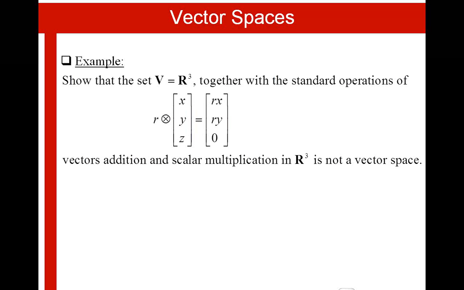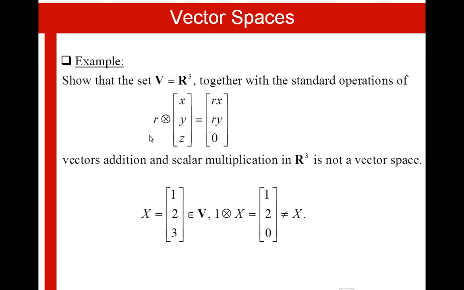Another example: show that the set V equal to R3 together with the standard operations of vector addition and scalar multiplication in R3 is not a vector space. Before we answer this question, note that the multiplication here is a specific one. r times (x, y, z): the first element becomes rx, the second becomes ry, but the third, when we multiply, we obtain a 0. Let's see if we take a particular case.